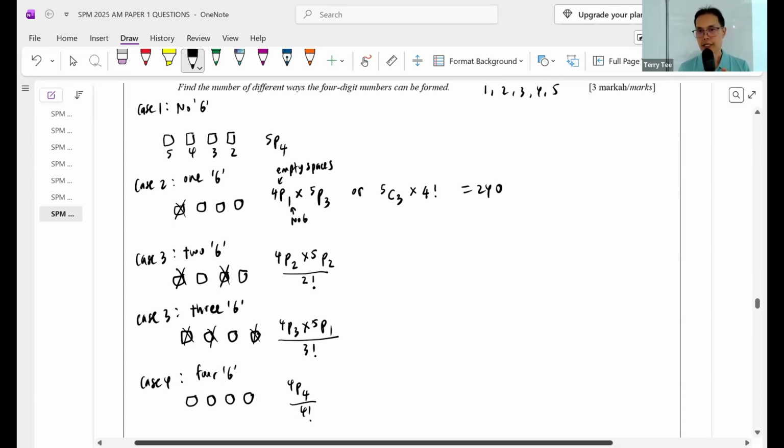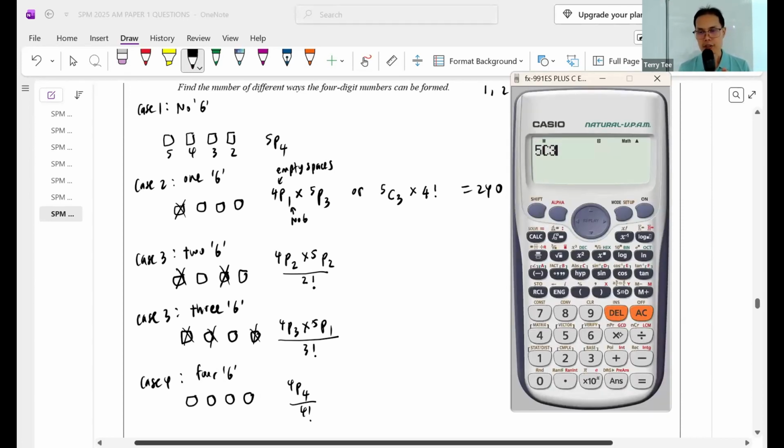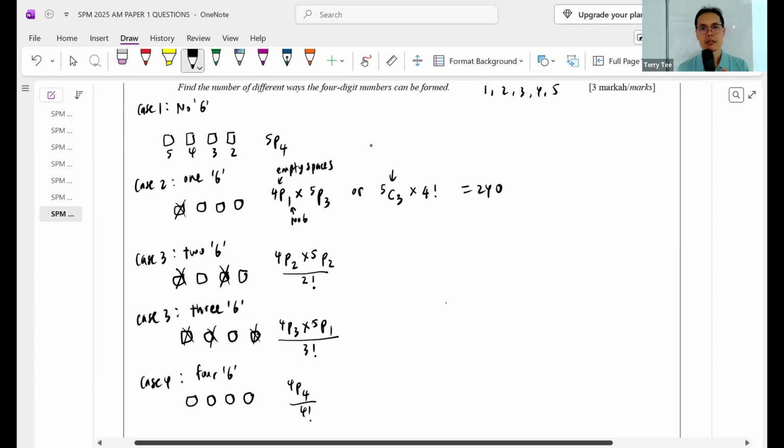Or you can use 5C3, 5 choose 3, times 4 factorial. Also 240, right? So what does this one mean? I choose 3 of the 5 others, I haven't arranged yet. Together with one number 6, I arrange 4 of them in a row. That's 240 ways. Okay. Second one, the second case.